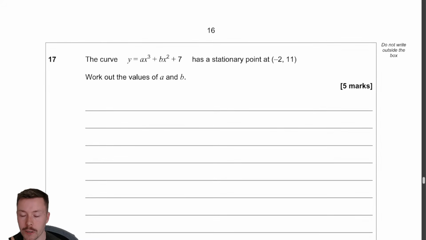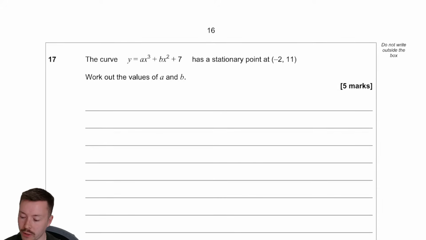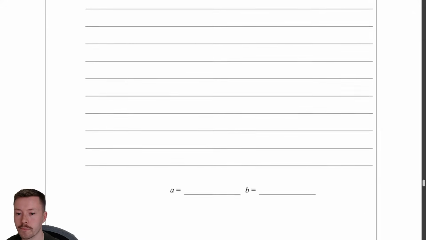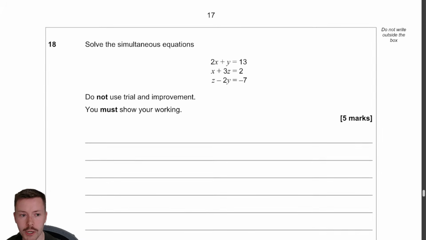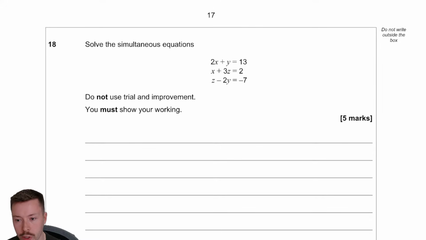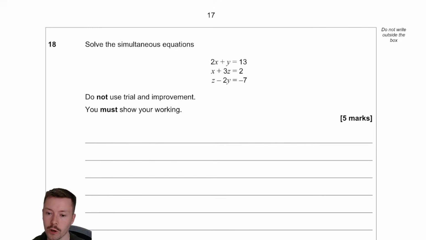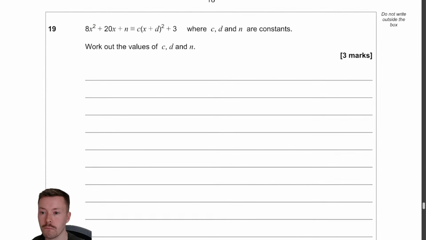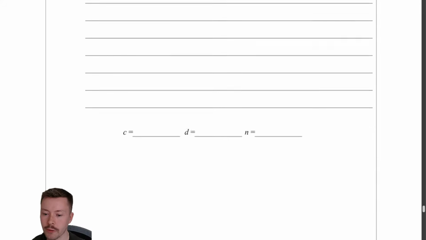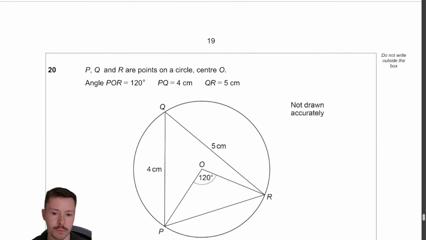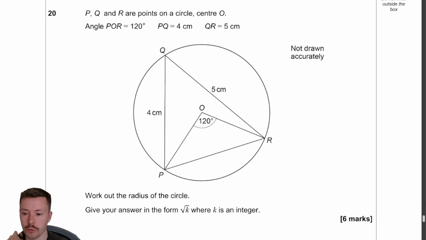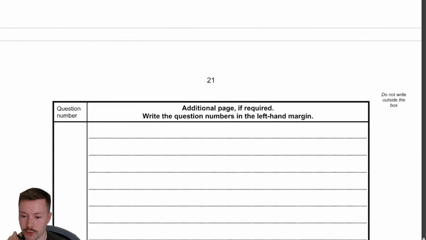Again, we've got another polynomial, a cubic equation here, with a stationary point, differentiation. Simultaneous equations, again likely to come up, or more likely to come up on paper 1 because you can use your calculator for those. Completing the square, I don't think it really matters which paper that will come up on. Circle theorems again won't matter so much.